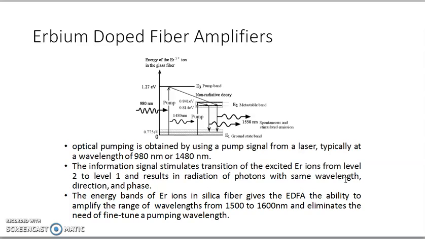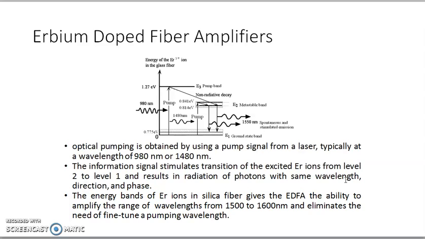Now we see that here optical pumping is obtained by using the pump signal from the laser, that is, a wavelength of 980 nanometer or 480 nanometer. That is the pump wavelength. So it has the erbium ions, and the signal stimulates the transition of the excited erbium ions from level 2 to level 1, which results in radiation of photons with the same wavelength.